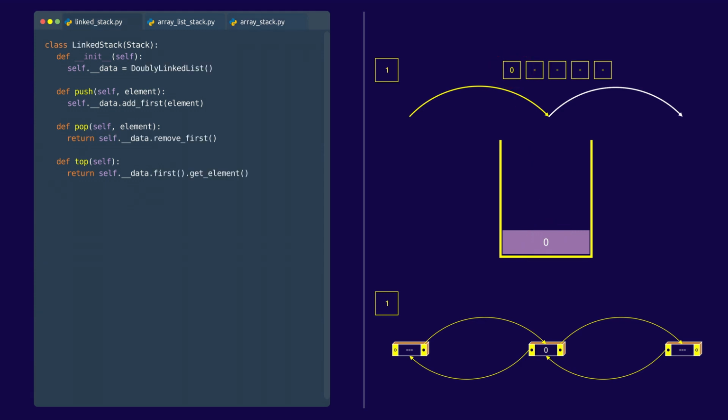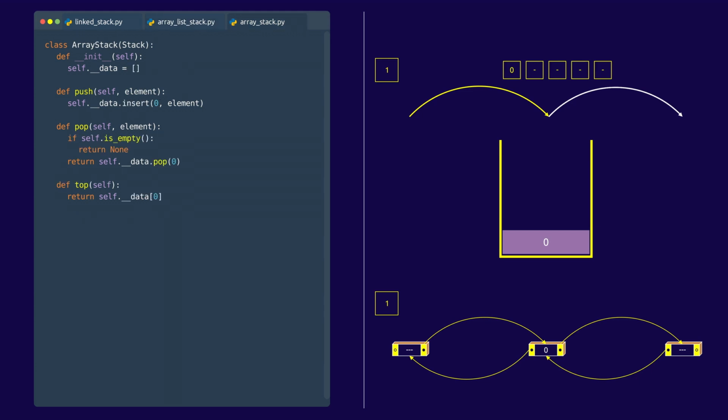The size method will return the number of elements in the stack. For the linked stack, we call the size method on the data property. The same thing applies to the array list stack, and for the array stack, we get the size using the length method.